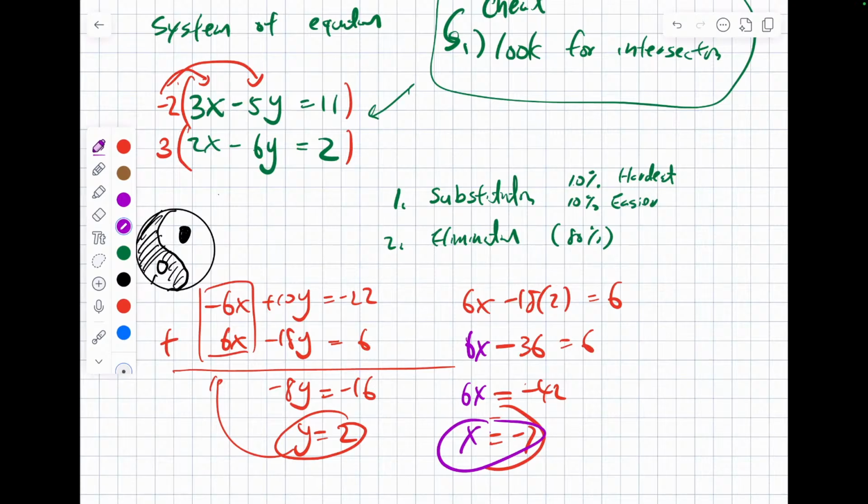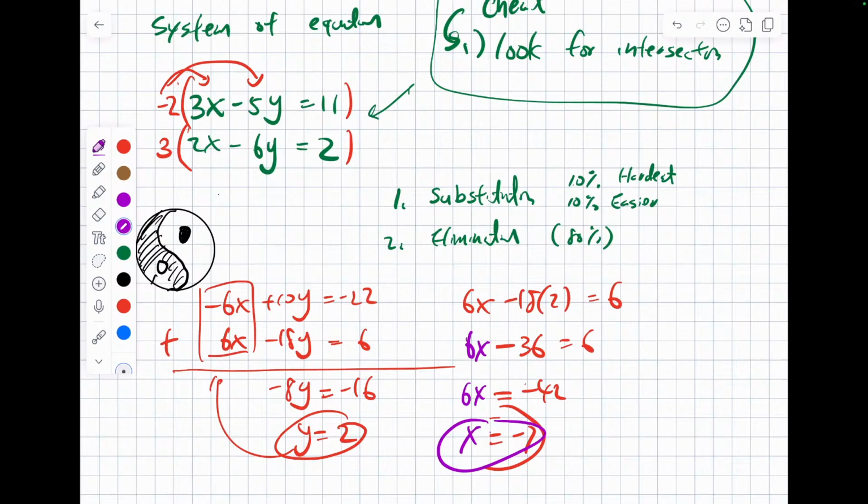Is that better? Okay, so you graph it. You're gonna see they intersect at (7, 2). So graphing is the fastest way to solve a system of equations. This is one way. Now this is elimination.